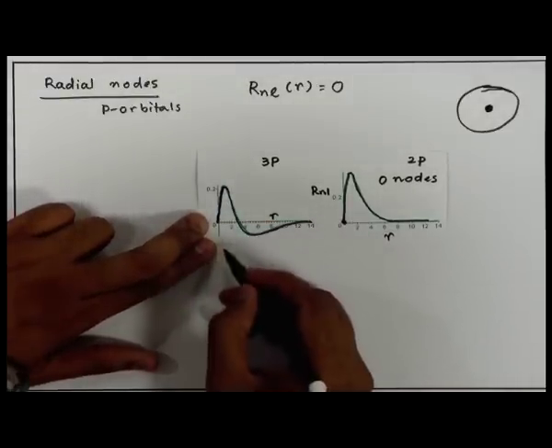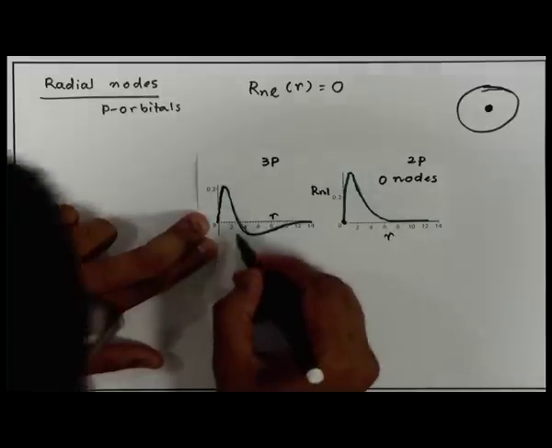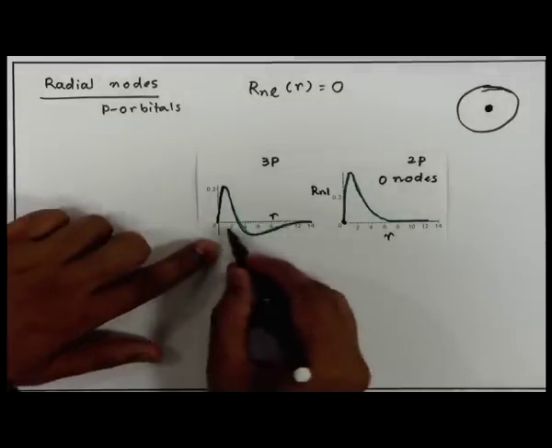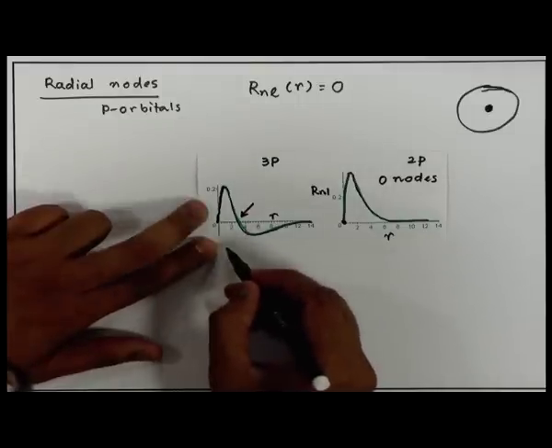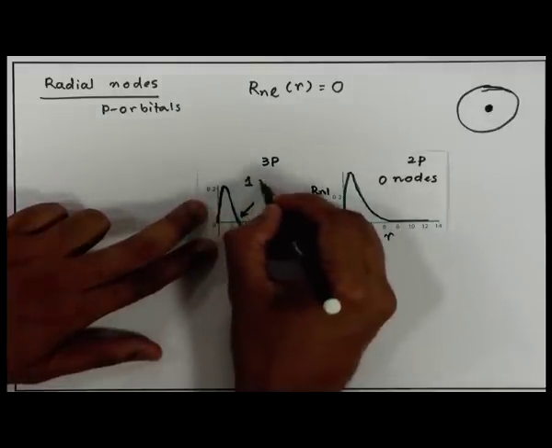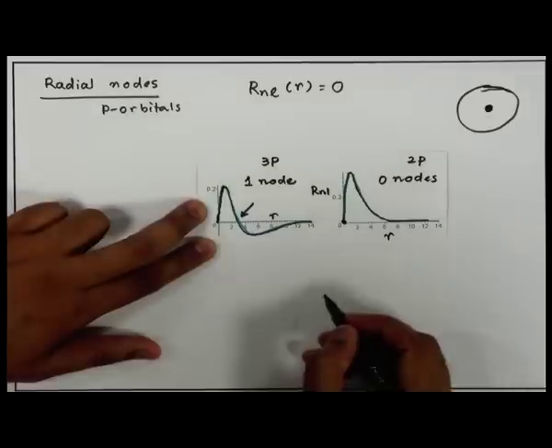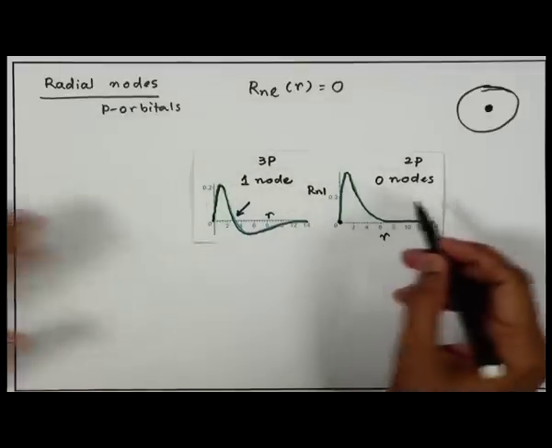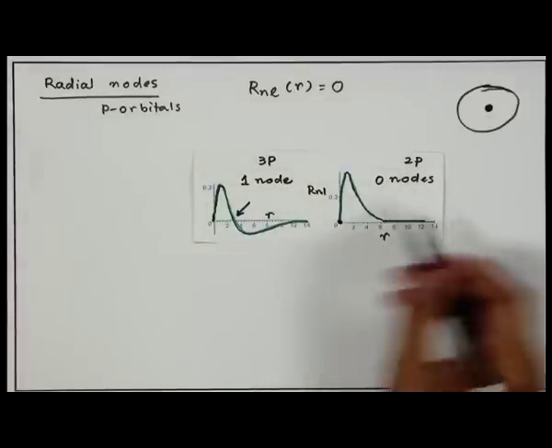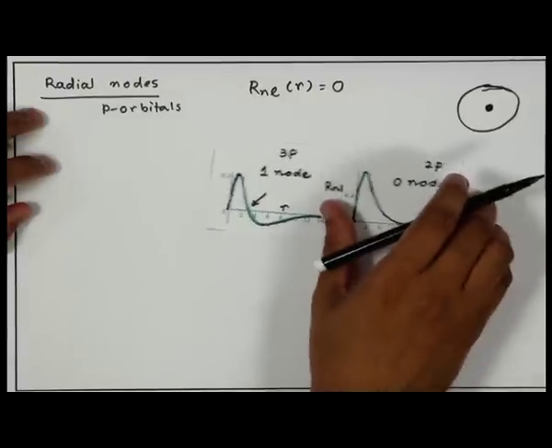and how many nodes are there? You have to find out how many places this function crosses the 0 axis, and you can see there is only one point where it does. So, there is only one radial node in case of 3p orbitals. So, we saw that 2p orbital has no radial node and 3p orbital has one radial node.